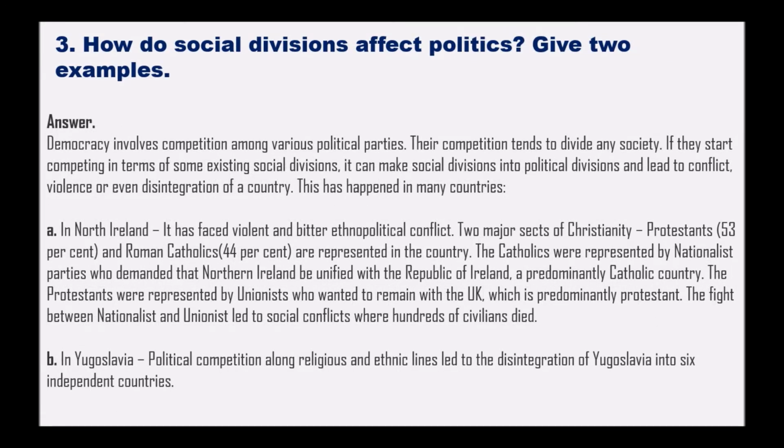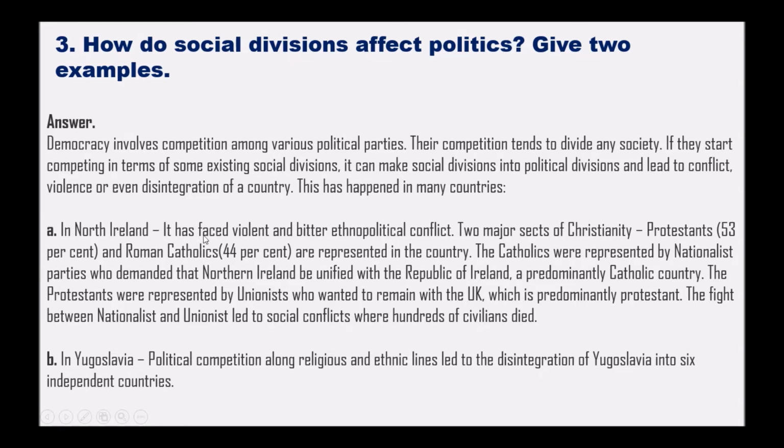Next, how do social divisions affect politics? Give two examples. Democracy involves competition among various political parties. Their competition tends to divide any society. If they start competing in terms of some existing social divisions, it can make social divisions into political divisions and lead to conflict, violence, or even disintegration of a country. This has happened in many countries.